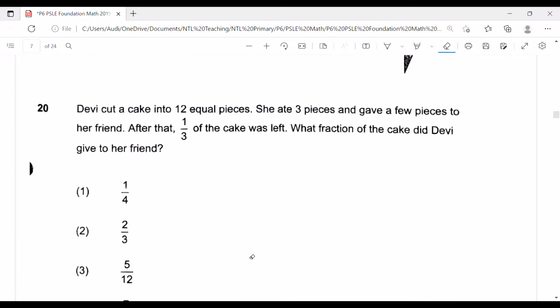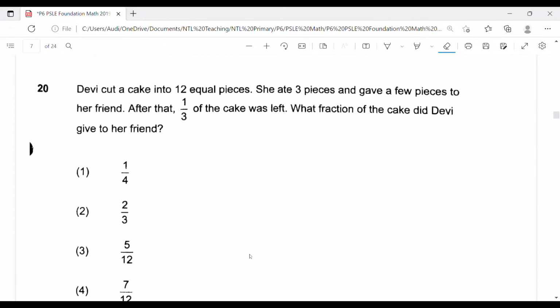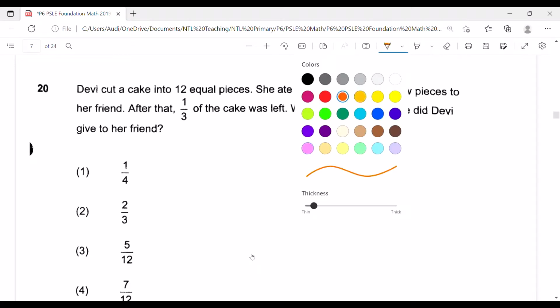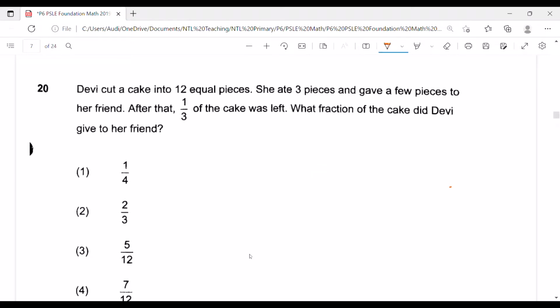Okay, now question 20. Davy cut a cake into 12 equal pieces. So because of that first sentence, I'm going to draw these 12 pieces. I'll divide it into 4, divide into 3. Now I have 12. 1, 2, 3, 4, 5, 6, 7, 8, 9, 10, 11, 12. She ate 3 pieces. Okay, 8. Gave a few pieces to a friend. Few pieces, but we don't know how many, right?